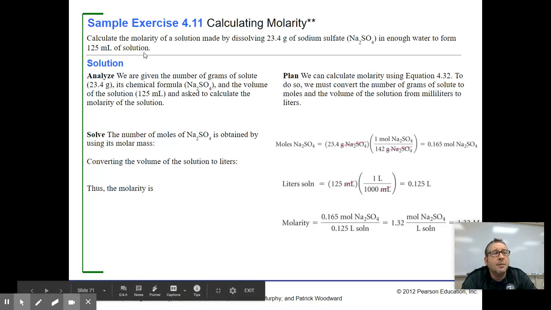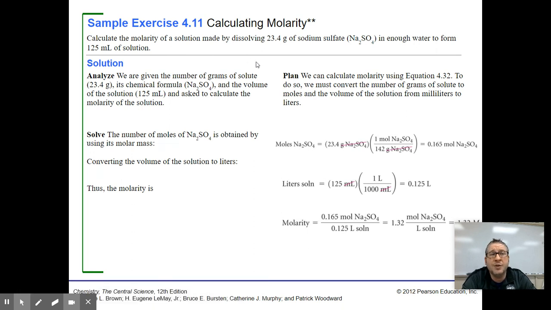It says: calculate the molarity of a solution made by dissolving 23.4 grams of sodium sulfate, given the formula Na2SO4, in enough water to form 125 mL of solution. So what do we know? Well, we know the mass of the sodium sulfate, and we know what our final volume has to be. But a few things here. When we're trying to determine the concentration, therefore the molarity of the solution, we have to have moles and we have to have a volume in liters. So let's first concentrate on determining how many moles of sodium sulfate we have.